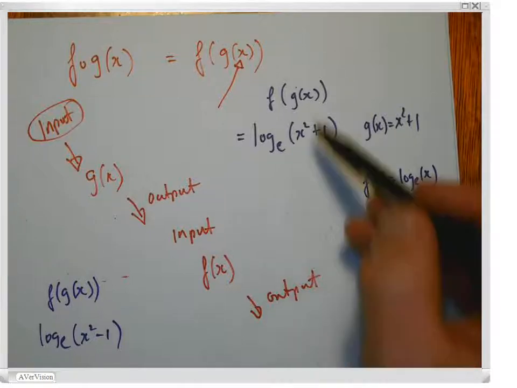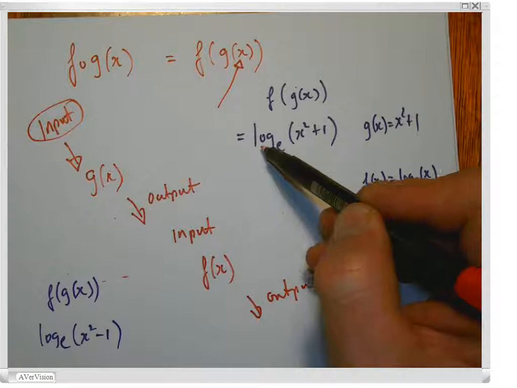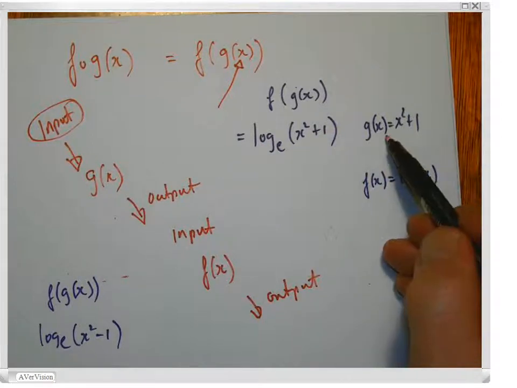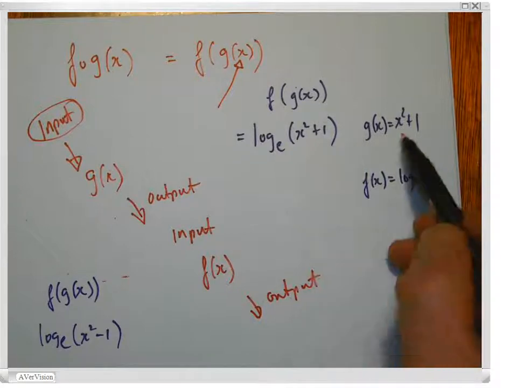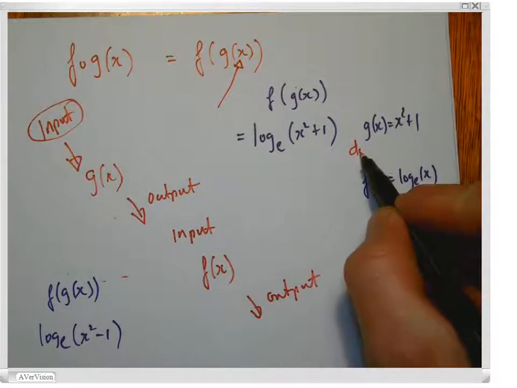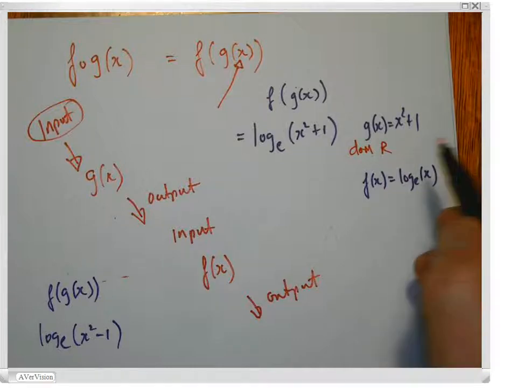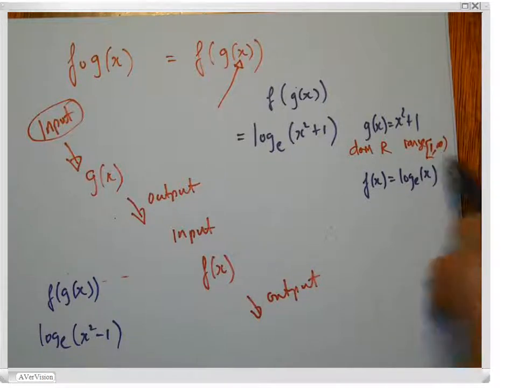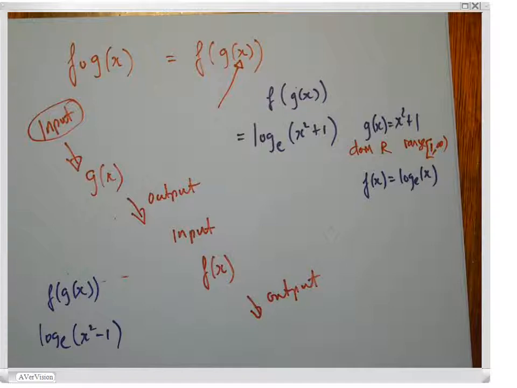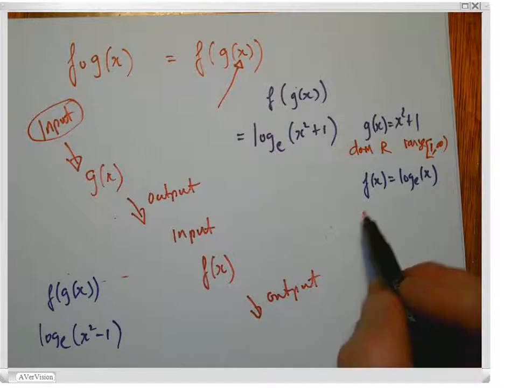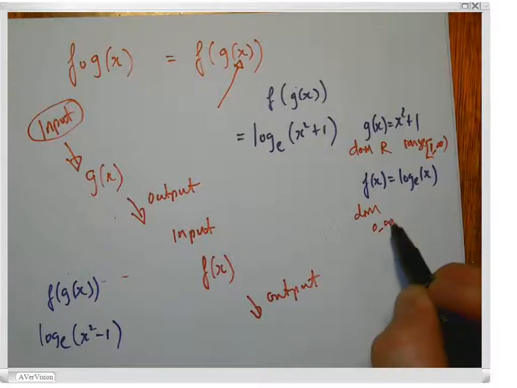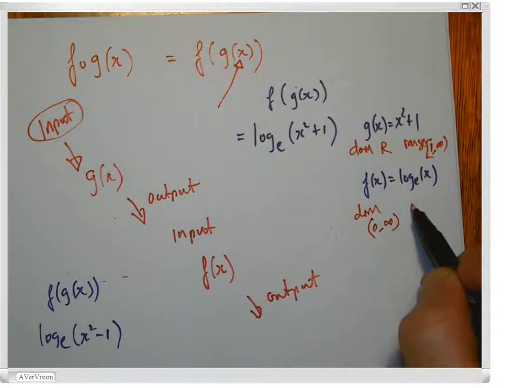Let's look at f of g of x where it's log base e of x squared plus 1. g of x, the inside function, is x squared plus 1. Its domain is all real numbers, and its range is 1 to infinity, because it's x squared plus 1. f of x, the domain of log base e, is 0 to infinity, and its range is all real numbers.